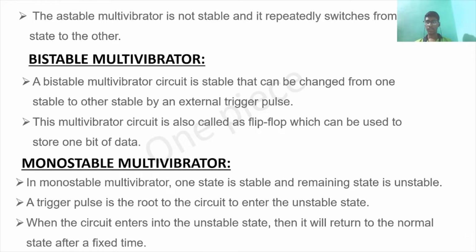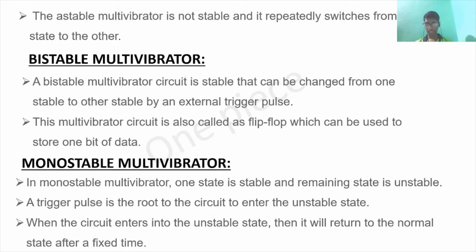In case of the bistable multivibrator, the circuit is stable and can be changed from one stable state to the other stable state by an external trigger pulse. So in a bistable multivibrator, we require an external trigger pulse to change from one state to another. This multivibrator circuit is also called a flip-flop, which can be used to store one bit of data.